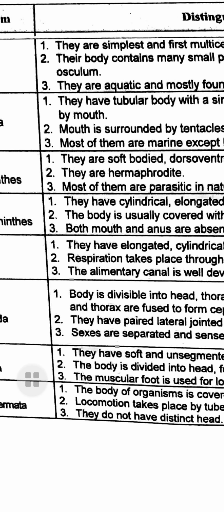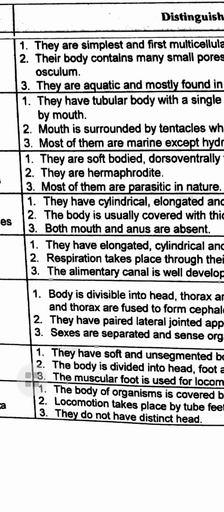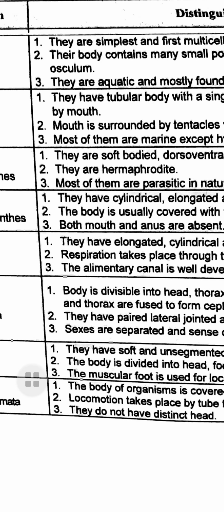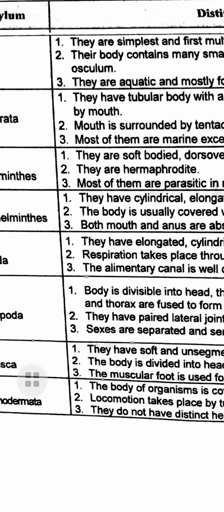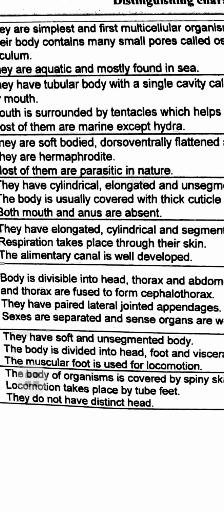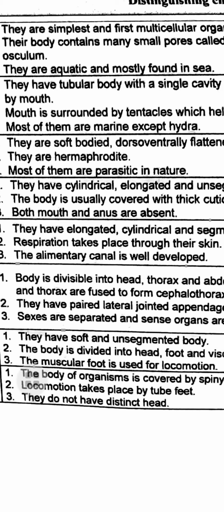Then Annelida, their body contains rings, segments. Arthropoda, body is divided into head, thorax, and abdomen. Mollusca, very soft body and may be covered with a hard shell. And Echinodermata, they don't have a distinct head. Let me underline the main thing. So, Porifera, they contain pores. Coelenterata, they contain a tubular body cavity. Platyhelminthes, you can write they are hermaphrodite or they are flatworms.